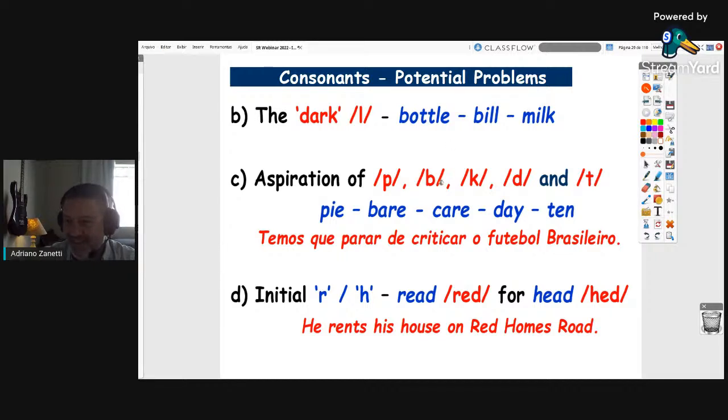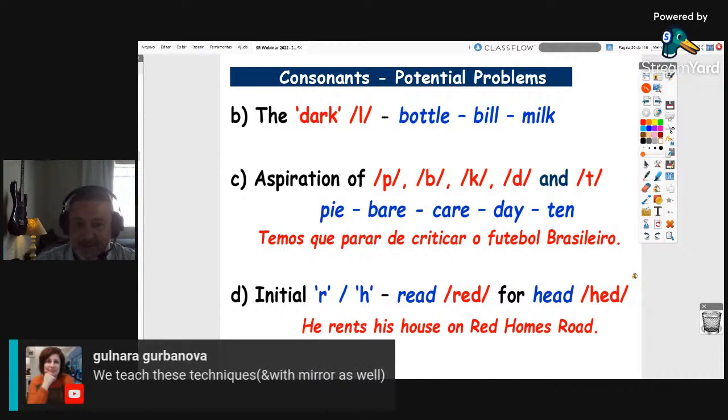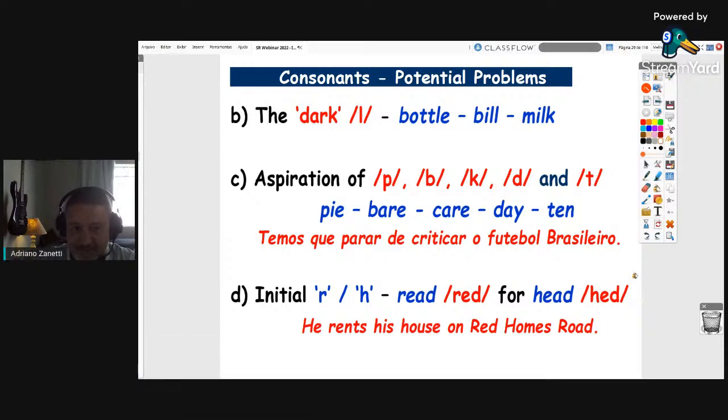So here I have a sentence in Brazilian Portuguese, just to give you a difference. Let me just adjust my mic. I'll speak it in Brazilian Portuguese, okay? Temos que parar de criticar o futebol brasileiro. That's Brazilian. Now I'll say it with the plosive aspiration of these consonants. Temos que parar de criticar o futebol brasileiro. Can you notice the difference?